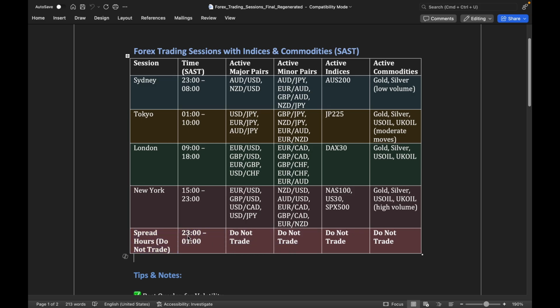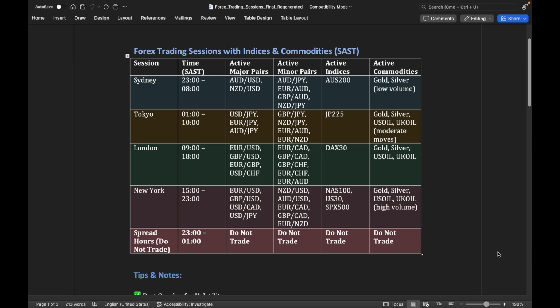But in my case, it's between 11 p.m. and 1 a.m. So this is a session where you don't want to be placing trades at all, because spreads during these hours become very wide and it makes it hard to trade. And besides that, the market hardly moves. So placing a trade is never worth the risk.